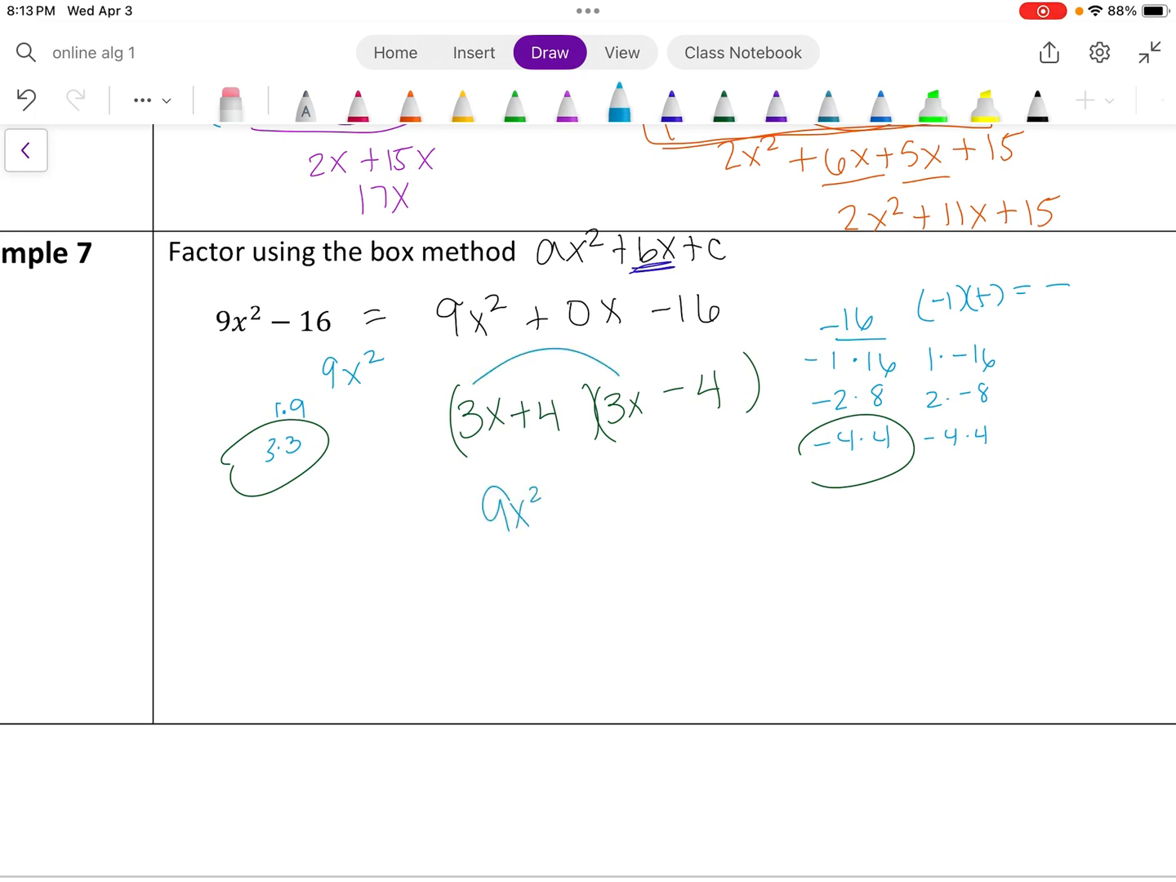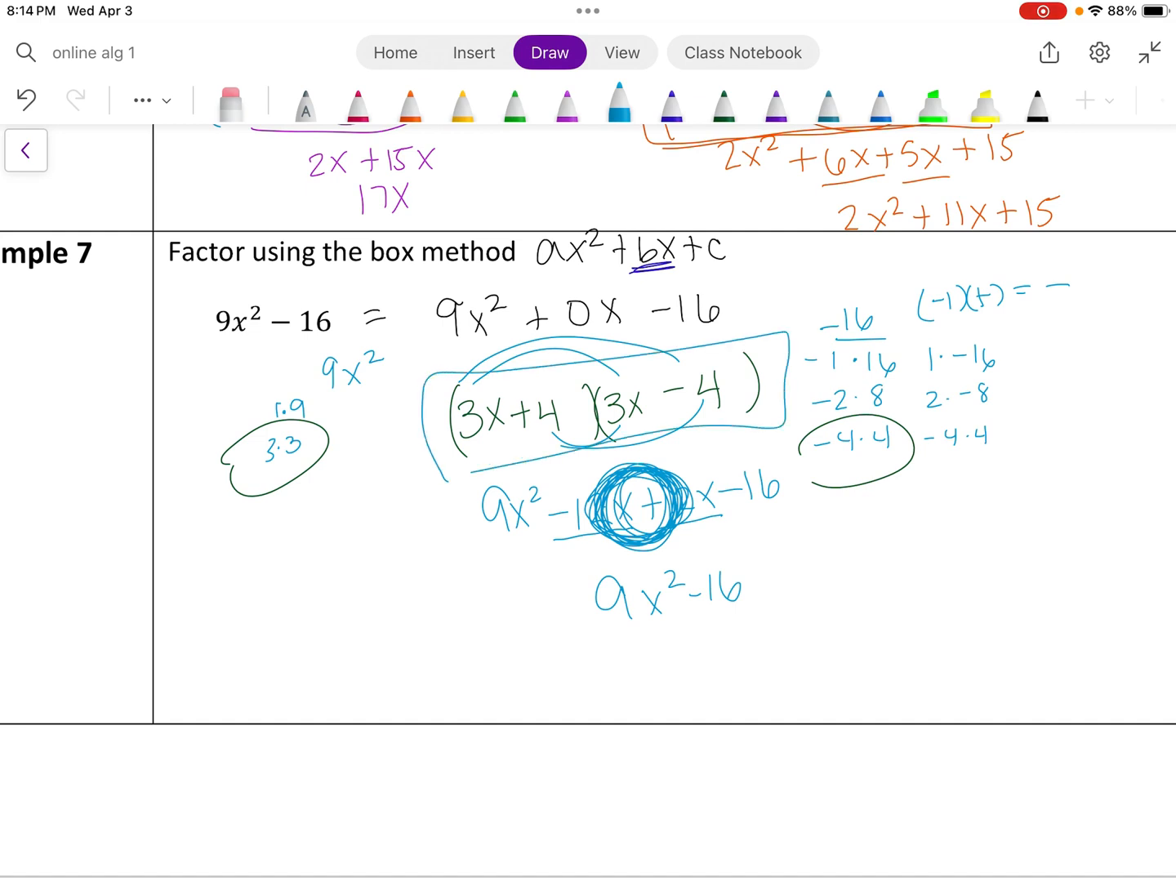3x times 3x, here's my 9x squared. 3x times negative 4 is negative 12x. 4 times 3 is a positive 12x. 4 times negative 4 is a negative 16. A negative 12 and a positive 12, there's my 0. That's why it canceled out, right? Because we were able to get something minus itself. 9x squared minus 16. So our answer is 3x plus 4 times 3x minus 4. Notice how I was able to reason through it, so I didn't have to try all of these different options.